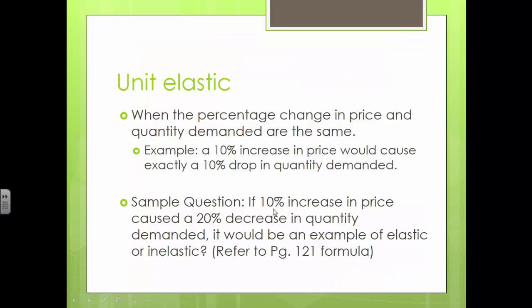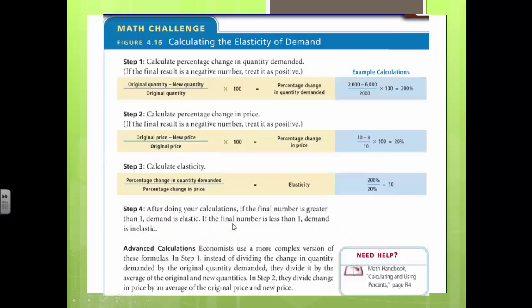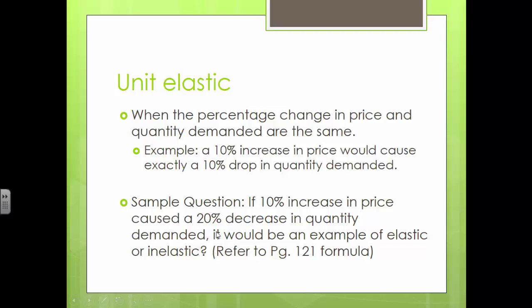So let's go back for a second. We're dealing with a 10% increase in price, a 20% decrease in quantity. On the top here, it says quantity. So that's going to be 20%, 20% by 10%. And so 20 divided by 10 is 2, right? So we're going to get an answer of 2 over here. Then we go down to step 4. It says after doing your calculations, if the final number is greater than 1, demand is elastic. If the final number is less than 1, demand is inelastic. And I'm going to tell you now, if the answer is 1, it's unit elastic. So the sample question would be an example of elastic, because if you think about it, a small change in price created a big change in quantity demanded. And so that's elastic. Now, we've learned our second way to find elasticity: the formula on page 121.